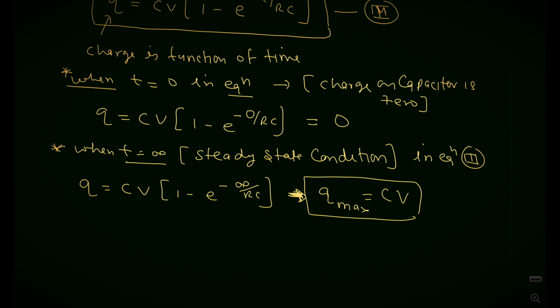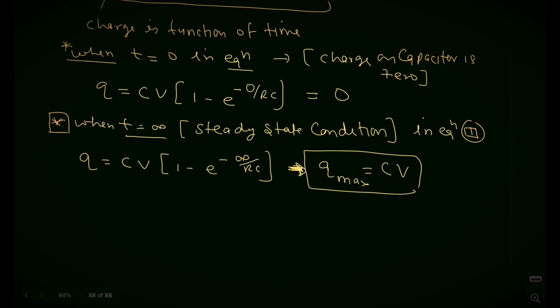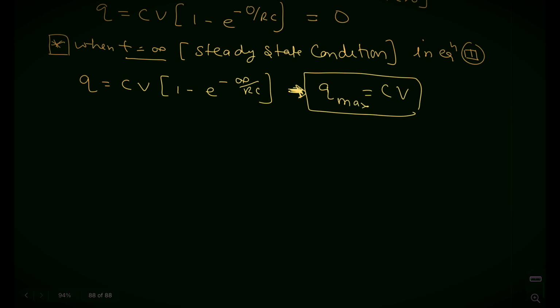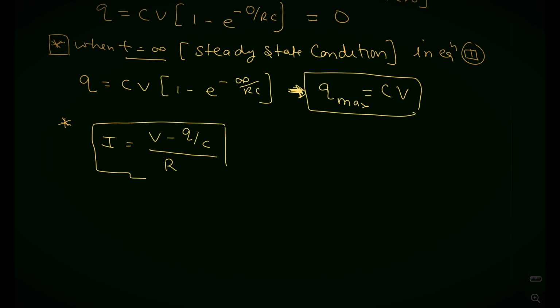At t equal to infinite, the charge is maximum on the capacitor. Now again, I am going to discuss one other thing. We already know the current equation is what? I equal to (V minus Q by C) upon R. This is the equation of current at any time t.